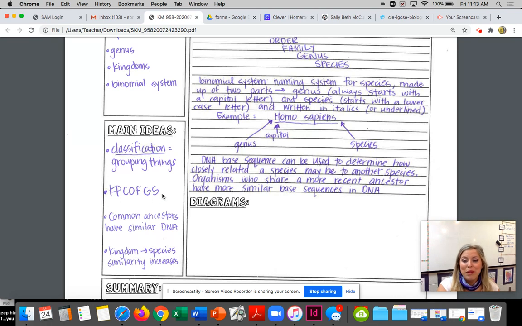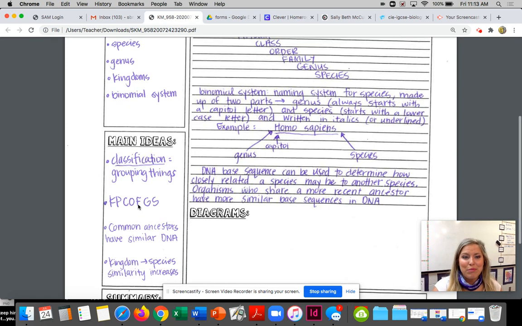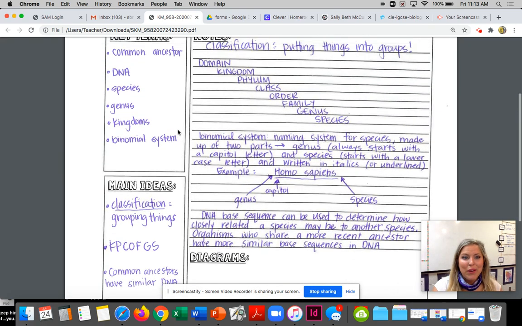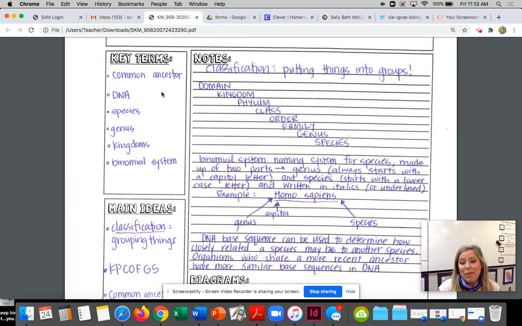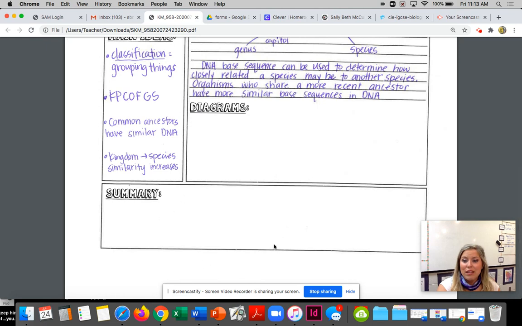A great way to remember kingdom, phylum, class, order, family, genus, species is to write it out in these letters. That's how I do it. And you can also remember the mnemonic device, King Philip came over for good spaghetti. So that might help you remember it as well. Okay, don't forget to go and define your key terms: common ancestor, DNA, species, genus, kingdoms, binomial system. And then down here at the bottom, summarize what it is we just learned. Good luck.